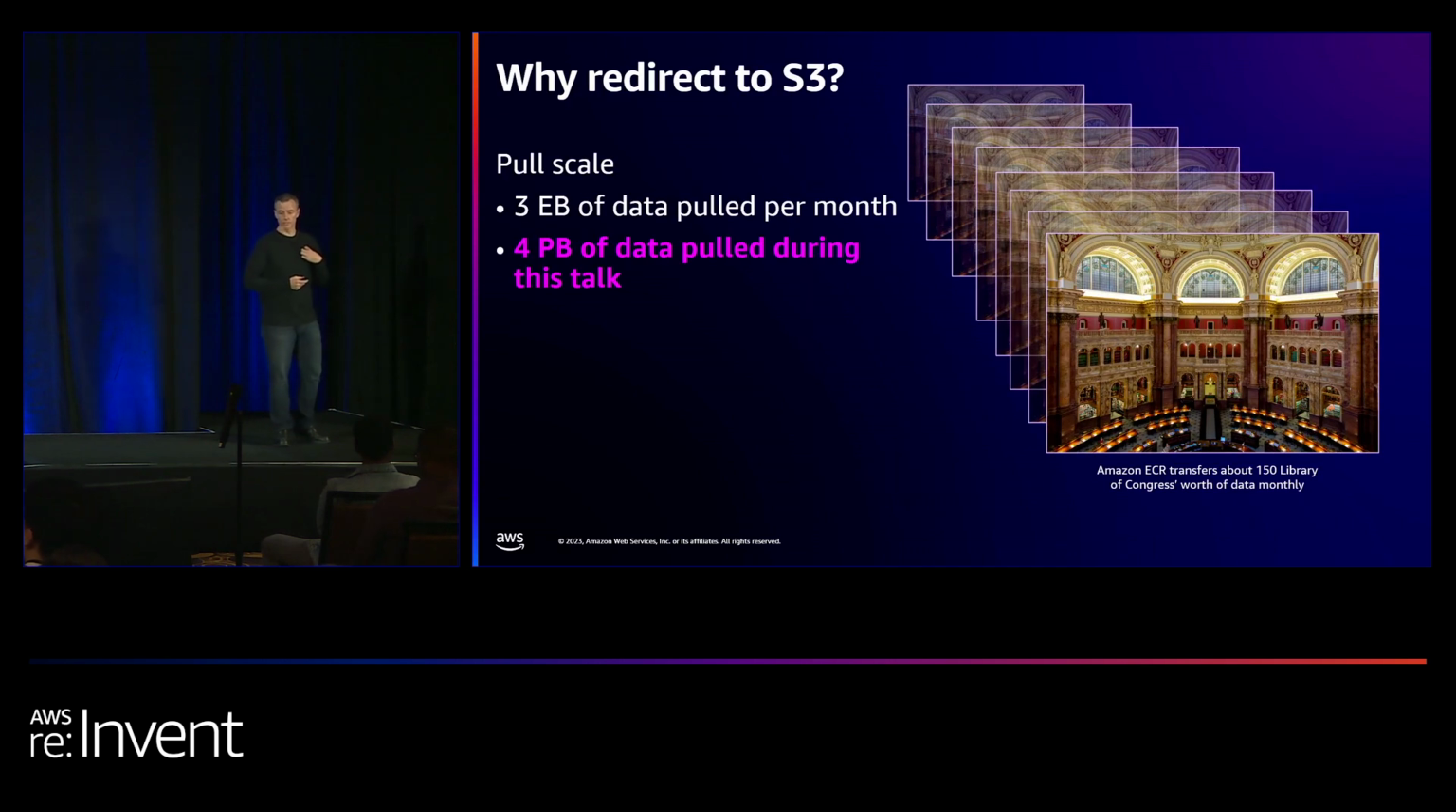And again, the reason we do this is, I mentioned it's about 70 billion pulls per month, but that translates to over 3 exabytes of data pulled from ECR. So that's how much data we serve from ECR in a month, which translates to about 4 petabytes during this 1 hour that ECR is serving globally, which I put a little interesting graphic up here. That's about 150 Library of Congress's worth of data ECR serves a month in container image data.